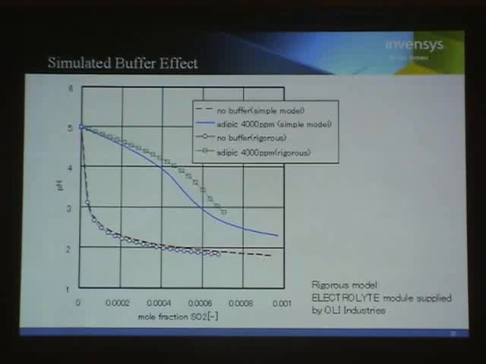This figure shows the accuracy of our small electrolyte module. Dotted points show rigorous calculation conducted by the OLI electrolyte module that is almost the same as the experimental points. From this figure, it is obvious that our small electrolyte module can have almost the same accuracy as the OLI module. And also, this module describes the buffer effect very well.